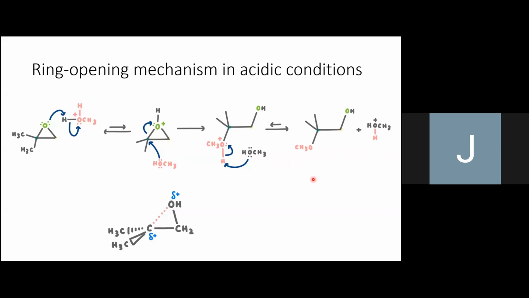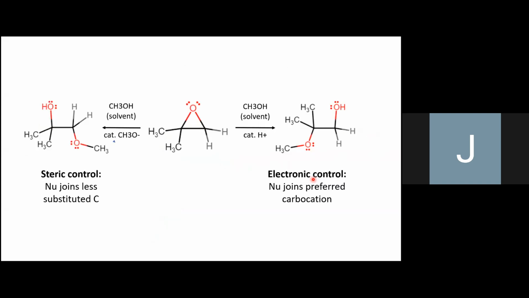Okay. If not, I have this slide that has a summary of what we just talked about. So we have this epoxide and we have two conditions, either basic or acidic, where we have the catalytic base or the catalytic hydrogen. When we have a catalytic amount of base, the thing that controls the product is steric control. The nucleophile joins the less substituted carbon. And then in acidic conditions, it's electronic control, where the nucleophile joins the preferred carbocation.